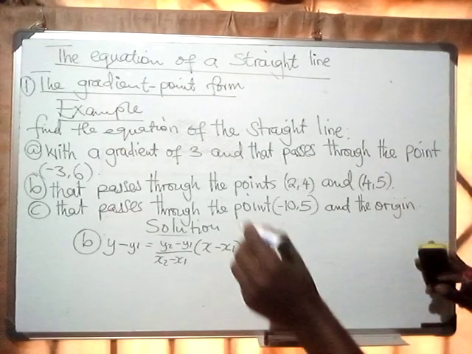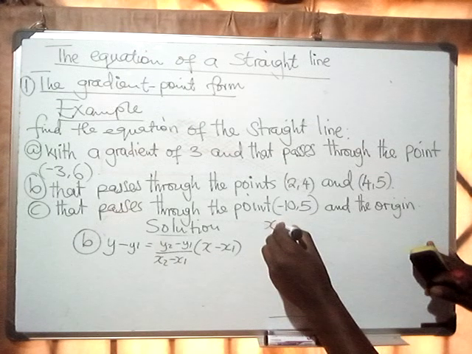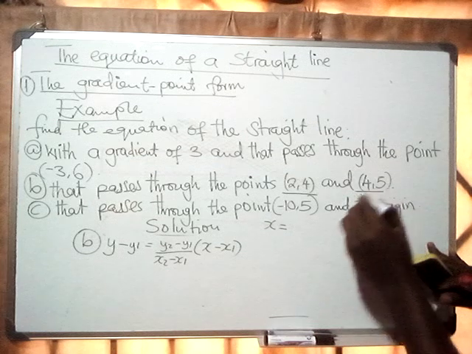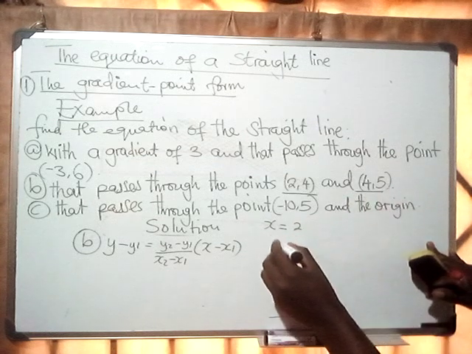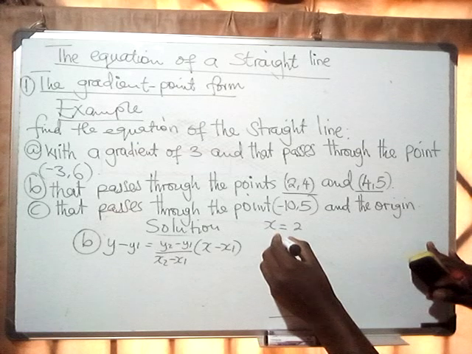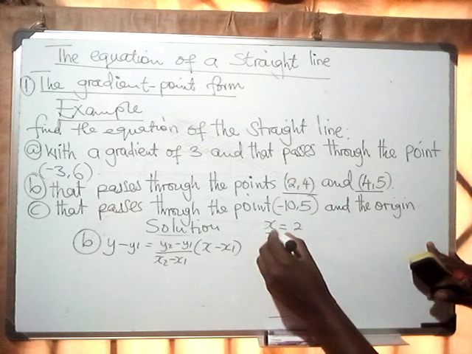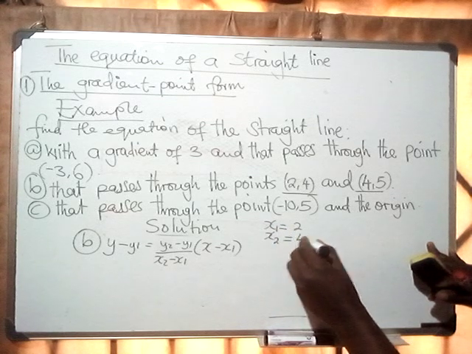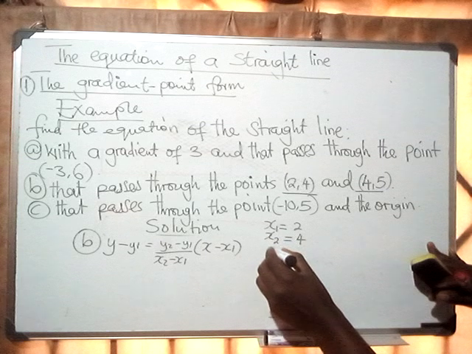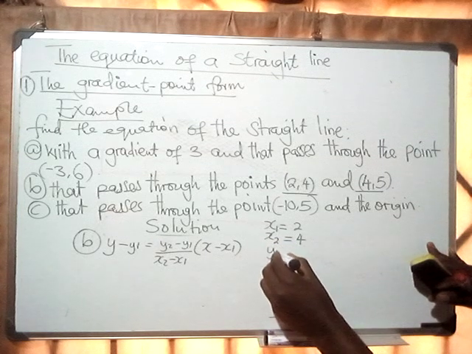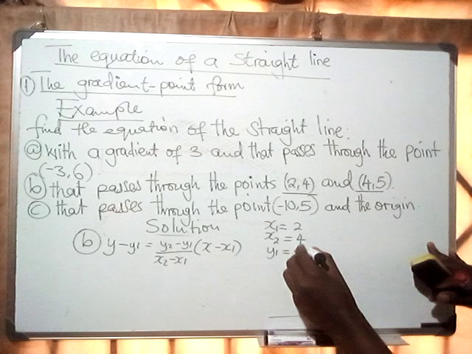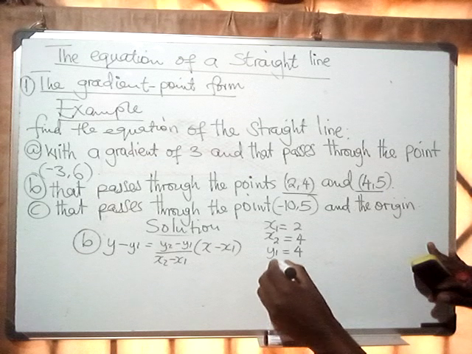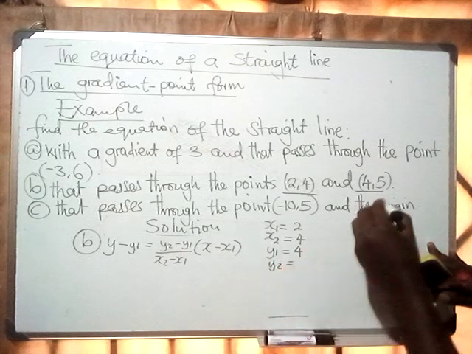So it will depend which one will be our x1. Our x1, I will name it as this. These are our ones, these are our twos. So our x1 is 2, meaning these 2 here, meaning our x2 will be 4. Then our y1 will be 4, which 4? This 4 here. Then our y2 will be 5.